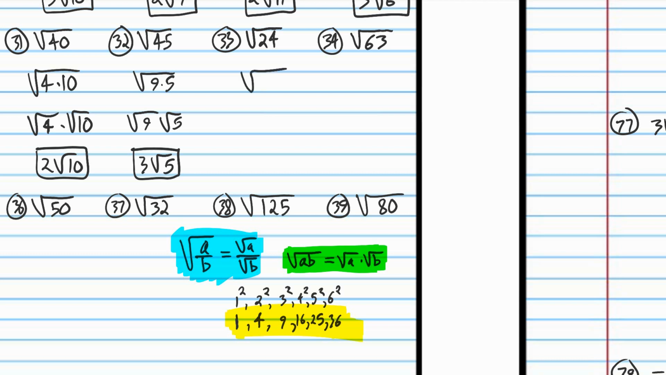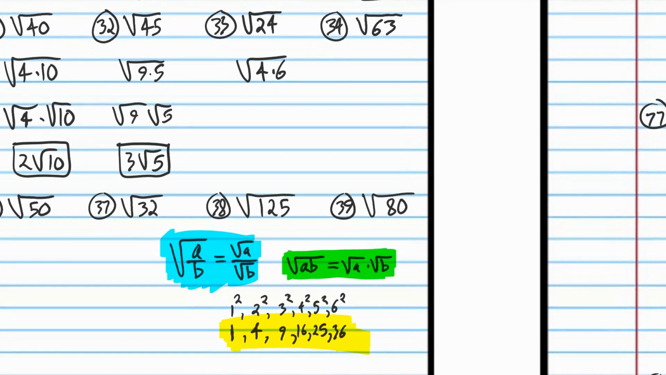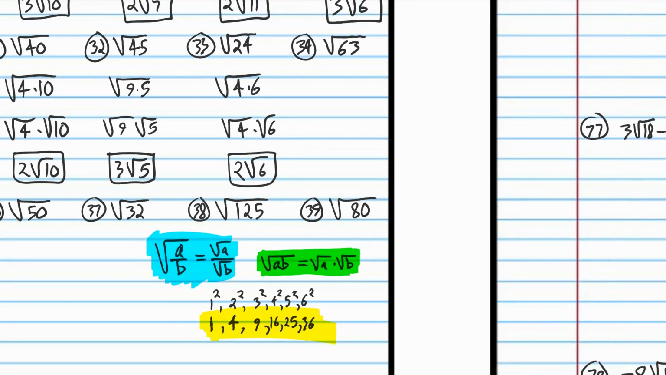All right, we're back. The best factorization, the only factorization that's going to work is 4 times 6. Actually, 3 times 8 would work. It would just be longer. So use the green principle, and we have 2 root 6. So if you got 2 root 6, good job.